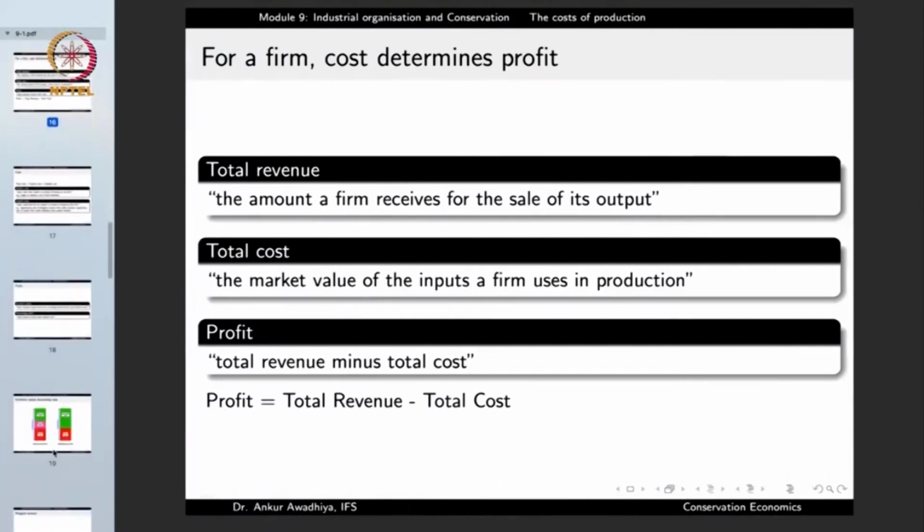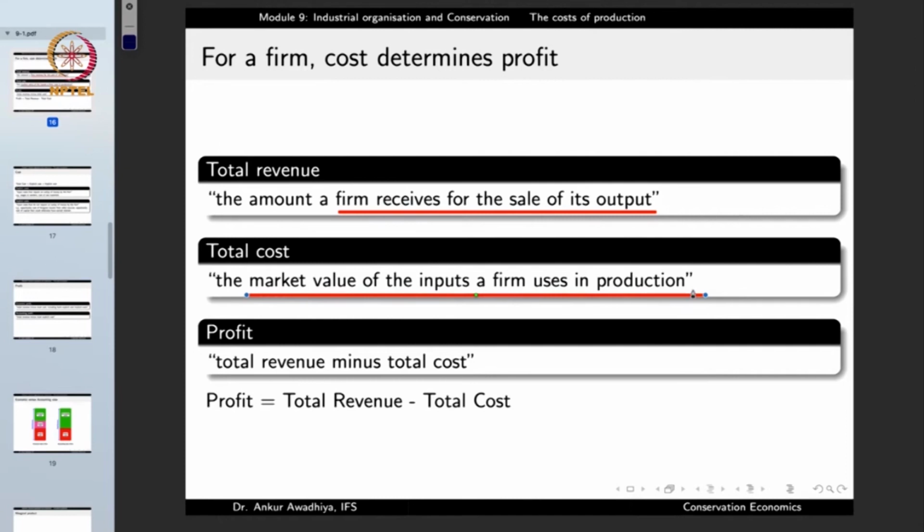So, firms go for cost cutting because for firms, cost determines the profit. In this context, we can define the total revenue, total cost, and the profit. Total revenue is the amount a firm receives for the sale of its output. So when it is selling something, the total amount that it receives is the total revenue. And total cost is the market value of the inputs a firm uses in production.